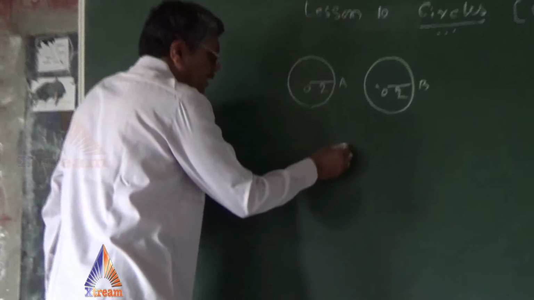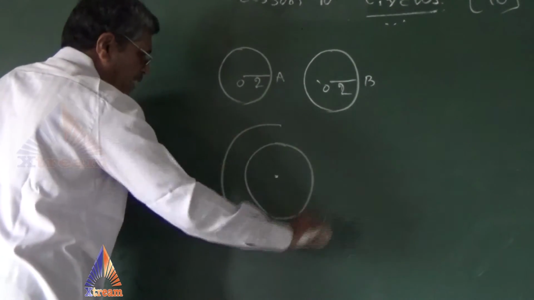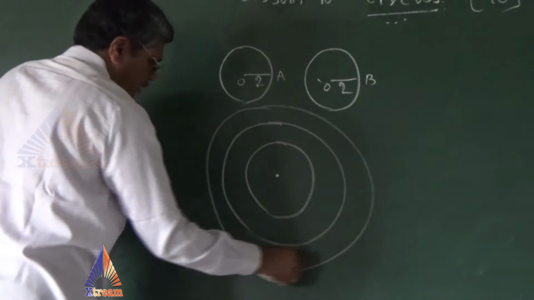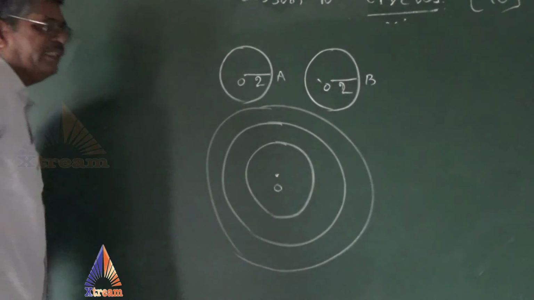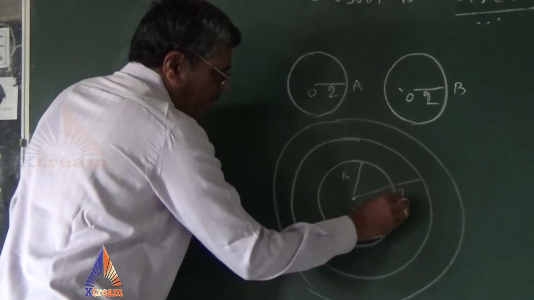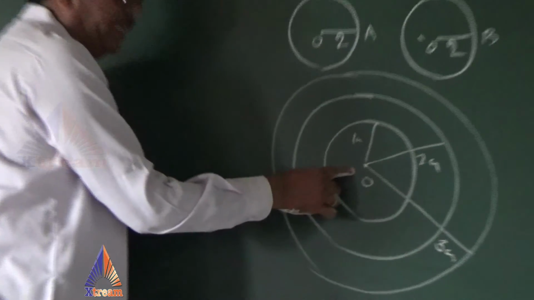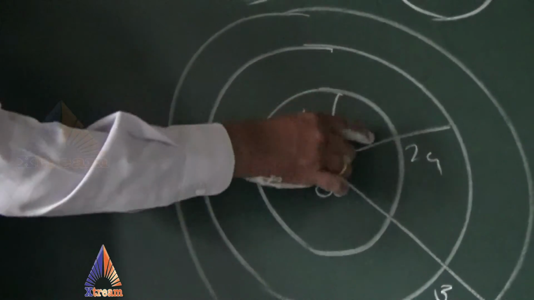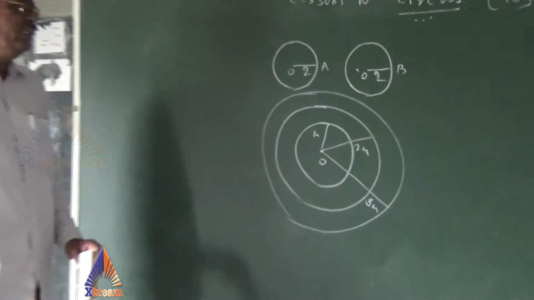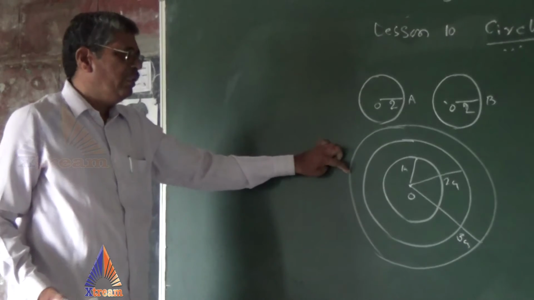Next one is concentric circles: circles having a single center but different radii. Circles having a single center but different radii, 1 cm, 2 cm, then 3 cm. So the same center, but radii are different, 1, 2, 3 like that. Such circles are commonly called concentric circles. This one is congruent, this one is concentric.